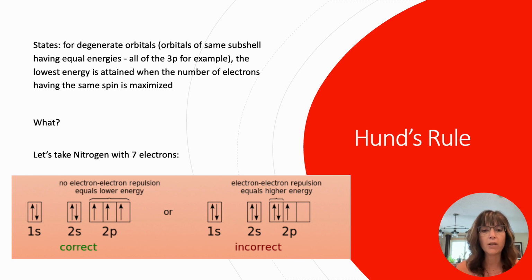Well, they put 2 electrons in one of the p orbitals and left one of the p orbitals blank. That's not going to happen. Electrons repel. They don't want to be near each other. They want to be separated.